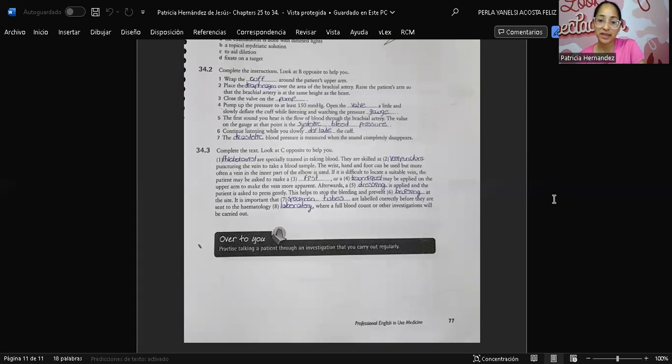Afterwards, a dressing is applied and the patient is asked to breathe gently. This helps to stop the bleeding and prevent bruising at the site. It is important that specimen tubes are labeled correctly before they are sent to the hematology laboratory, where a full blood count or other investigations will be carried out.